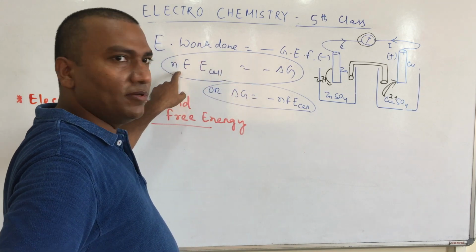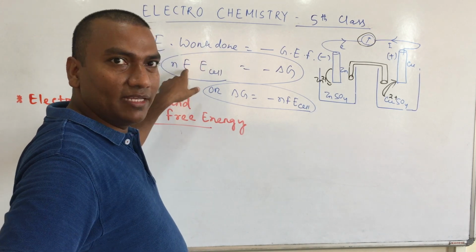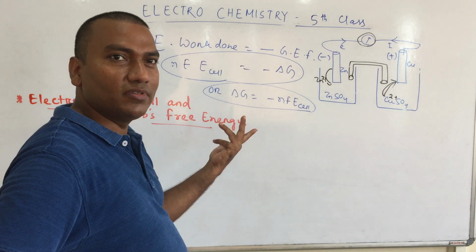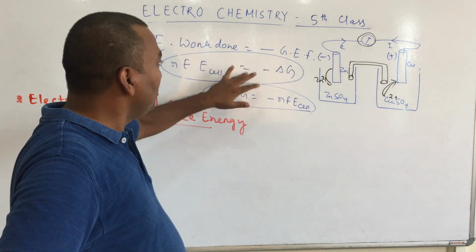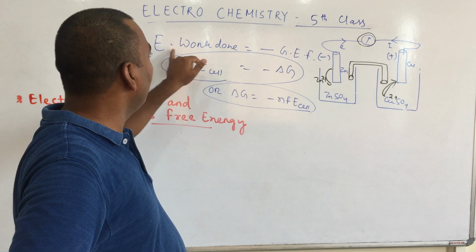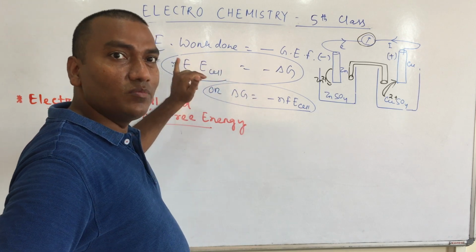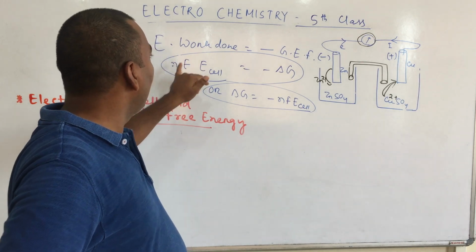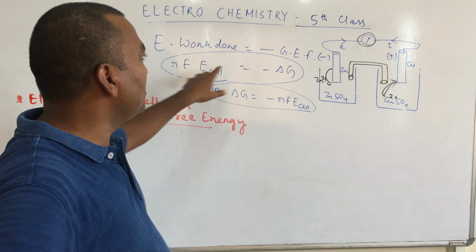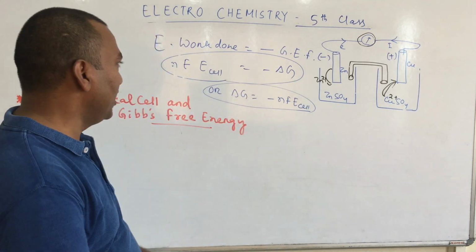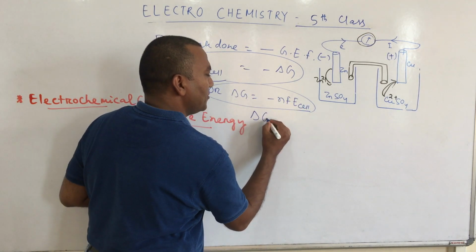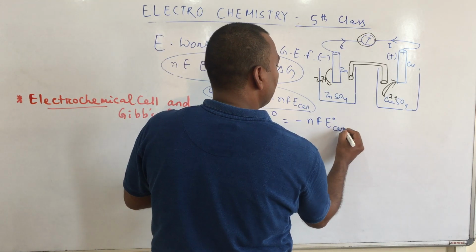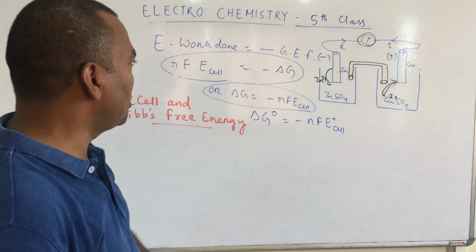Yes or no? So why is it different in physics and chemistry? Because if we take work done on the system as negative here, then this negative will cancel and it becomes positive. So due to this reason, in chemistry we always take work done on the system as positive, in physics it is negative. That's why electrical work done on the system equals the decrease in Gibbs free energy. Clear now? Similarly, standard Gibbs free energy: delta G naught equals minus nF E naught cell. Clear?